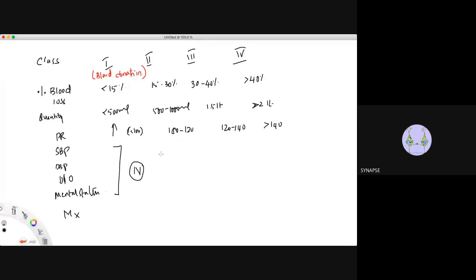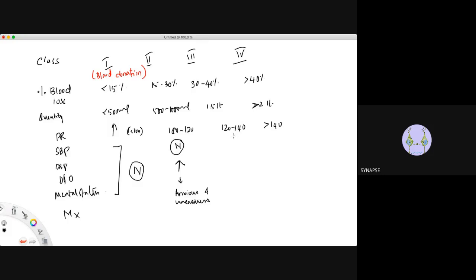Now coming to class 2, which we have studied already. It's going to cause increased pulse rate, and the SBP is going to remain normal because compensation is still happening, and the DBP is going to increase because of increased peripheral resistance. Now the urine output will start to reduce, and the patient will develop some kind of anxiety and uneasiness. Next, we'll go to class 3.